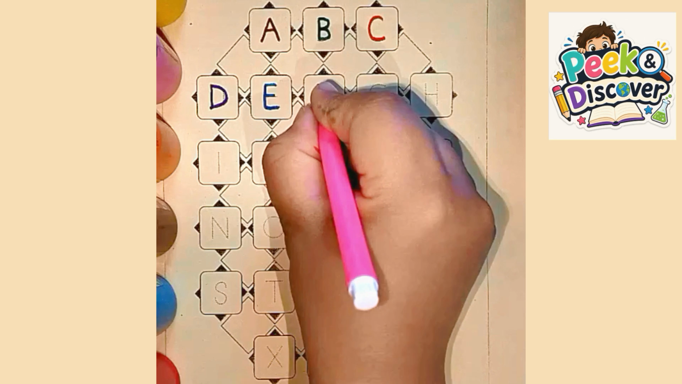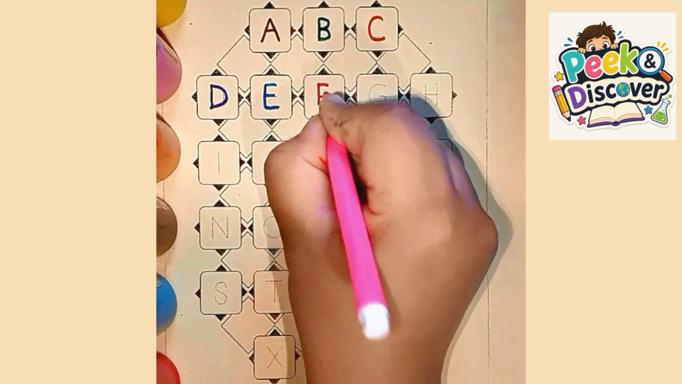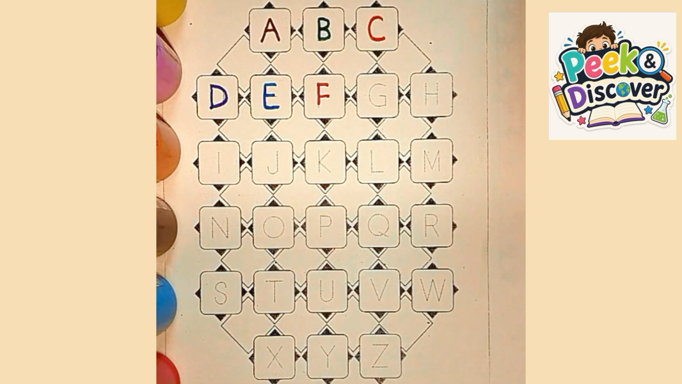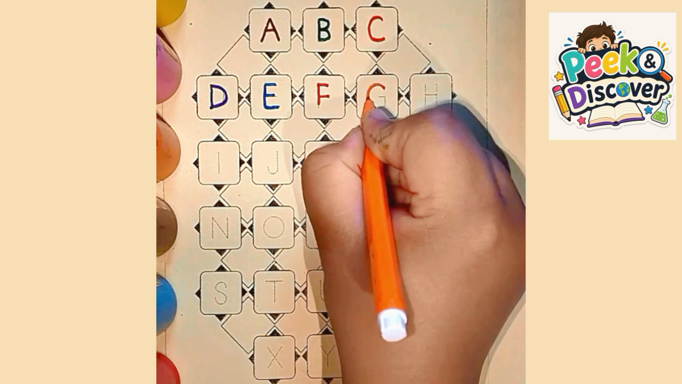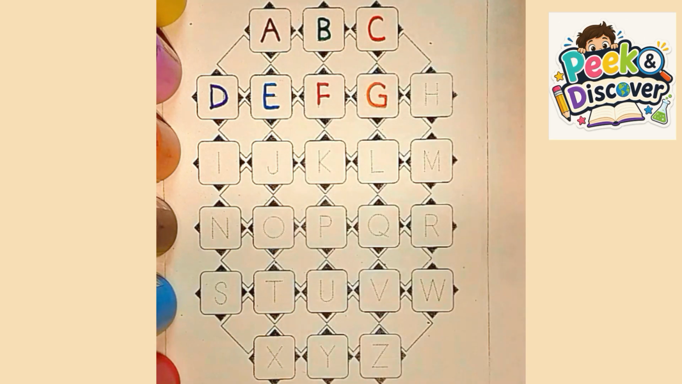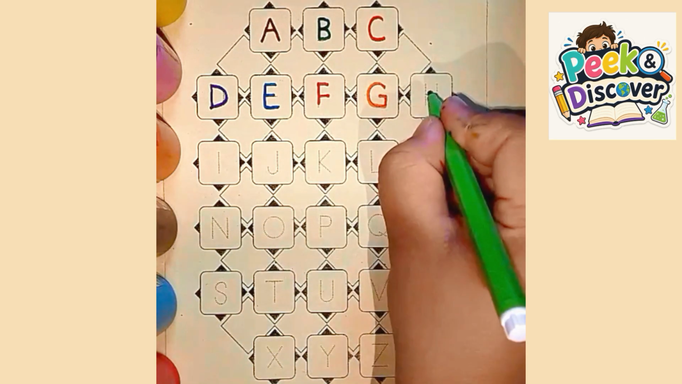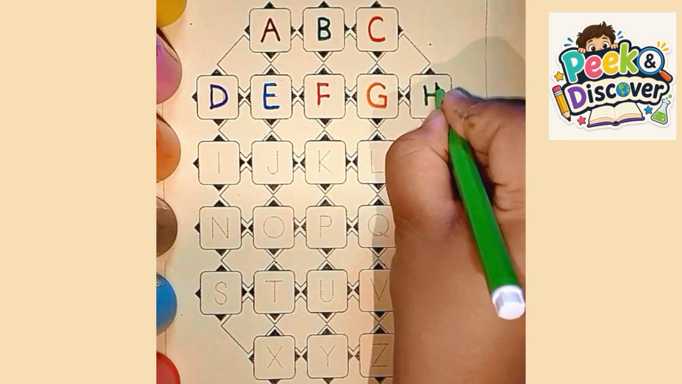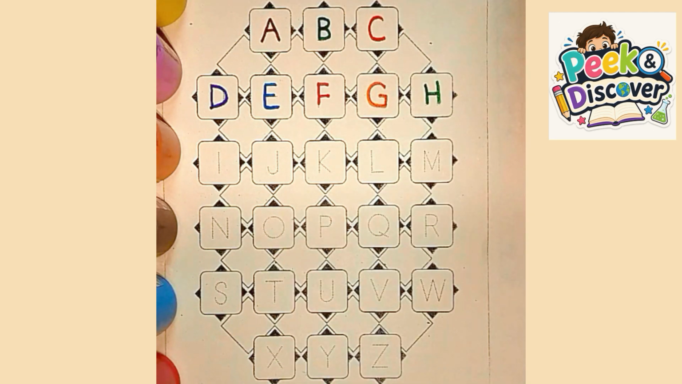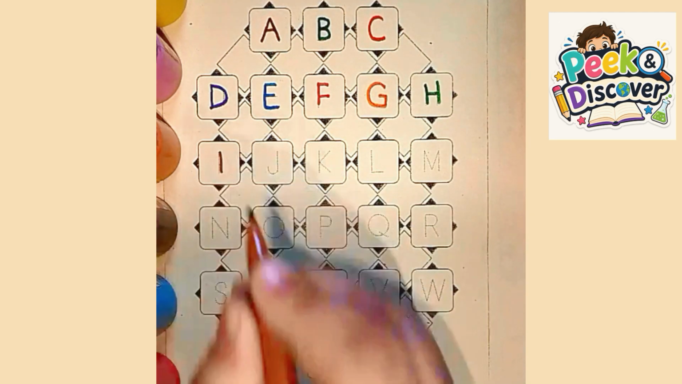F. F is for frog. G. G is for girl. H. H is for horse. I. I is for igloo.